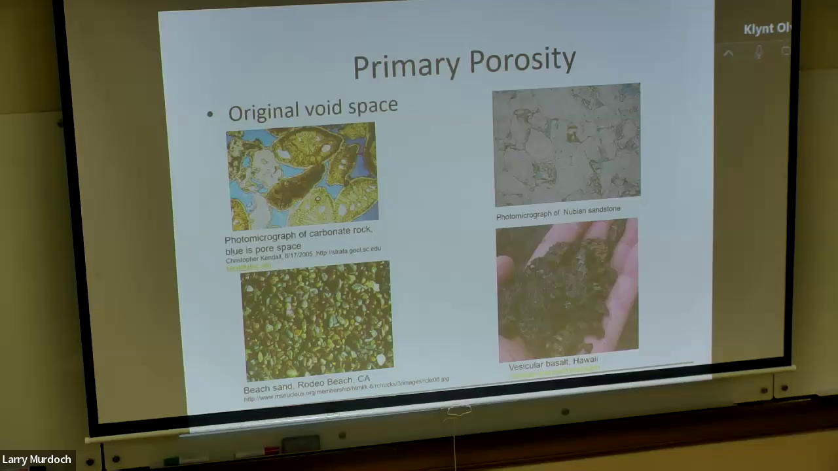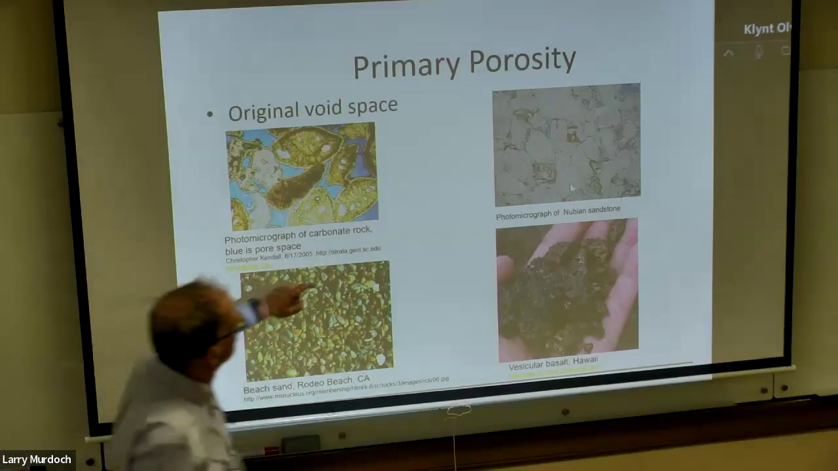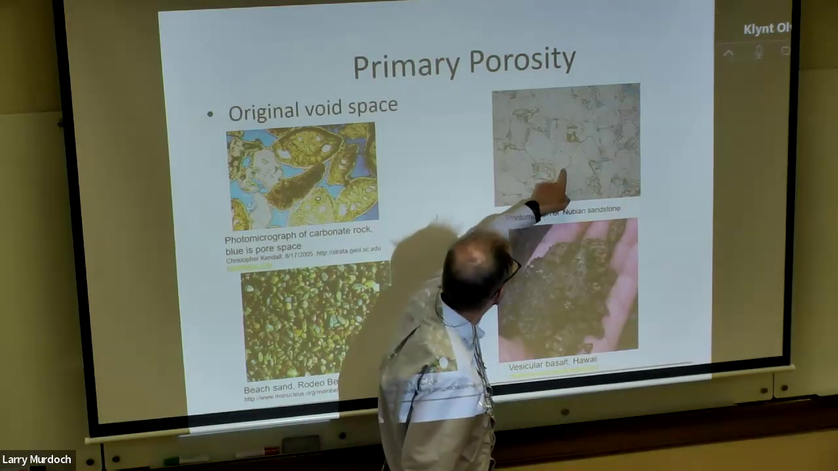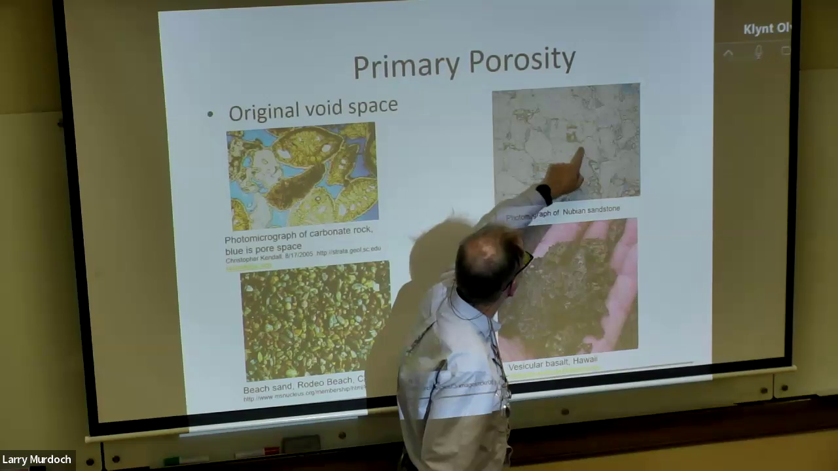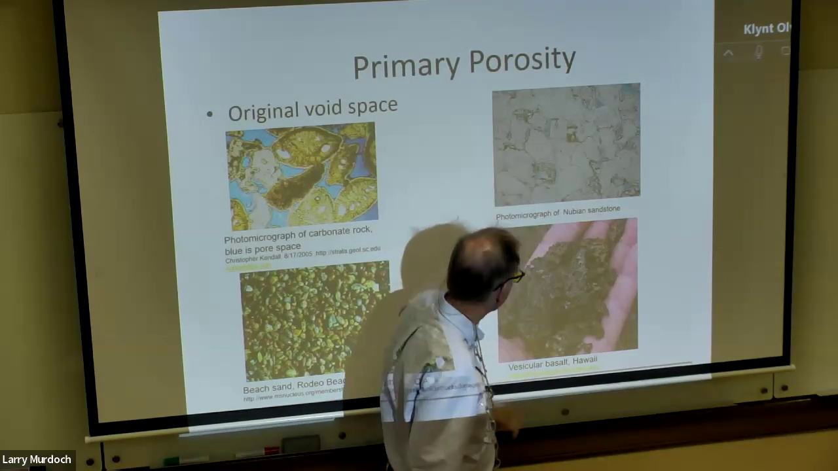Here's some beach sand and the pore space between those grains. The blue here is also the pore space. This is a sandstone. So this started out looking like this, and the white is grains. And one of the things that's kind of cool here is you see these little kind of light lines here.